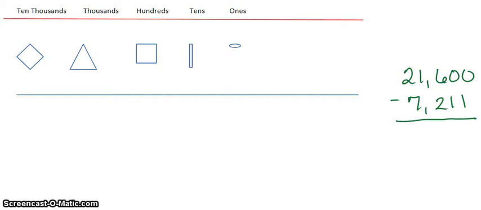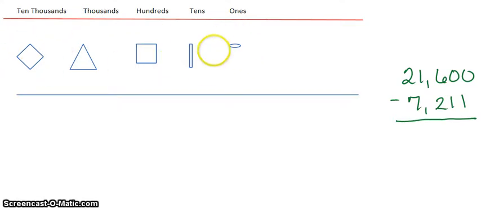In this video, I'm going to demonstrate borrowing or regrouping when you are subtracting large numbers and have to regroup more than once. So my subtraction problem is 21,600 minus 7,211. I'm using different symbols here to represent each of the place values.